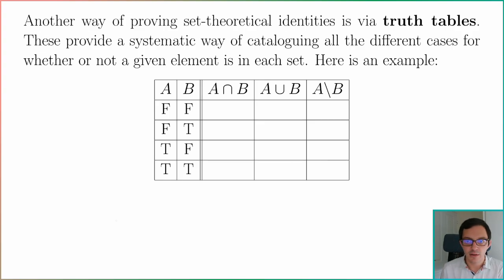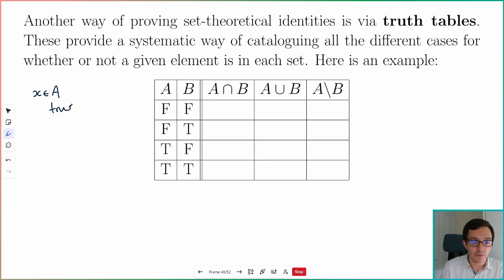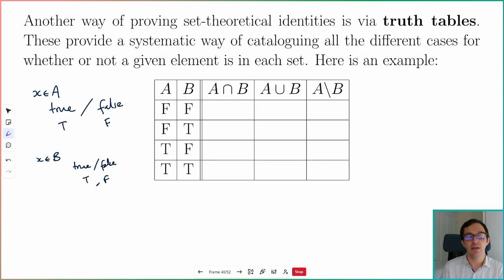So here, I'm thinking about statements like we saw in the previous video, where maybe X is in A, and that might be true, or it might be false, depending on, I suppose, what the set A is, and depending on the element X. I'm going to write T and F for those cases. Similarly, we might be thinking about a different subset B, and again, it might be true or false, whether or not our element is in the subset B.